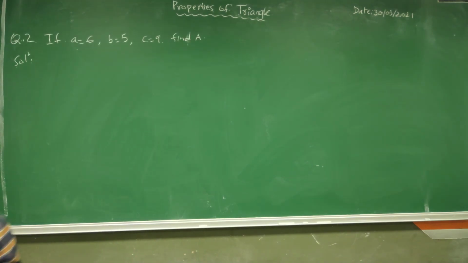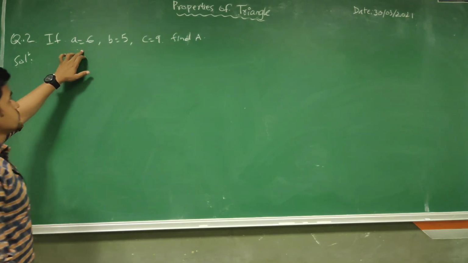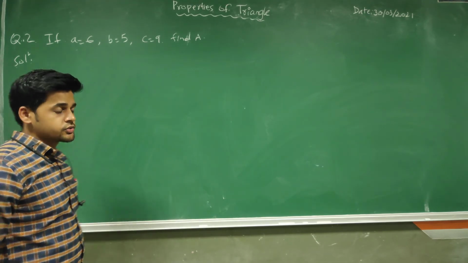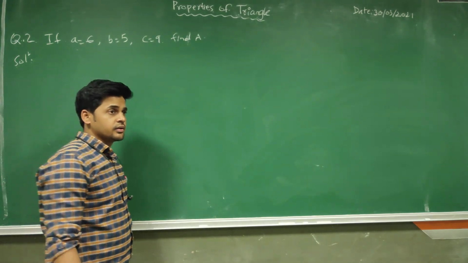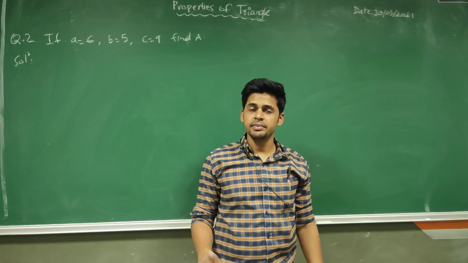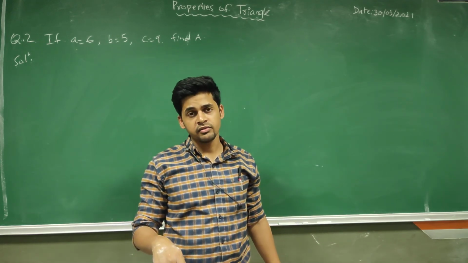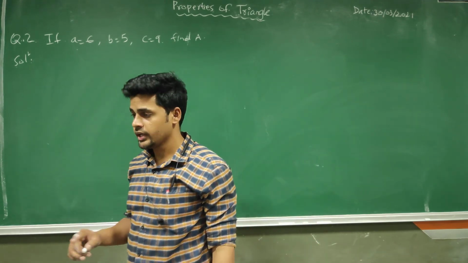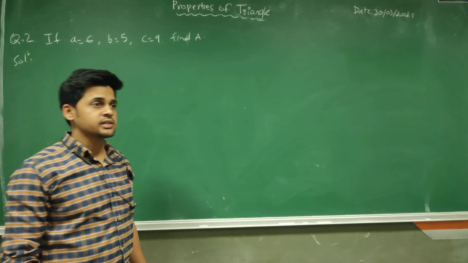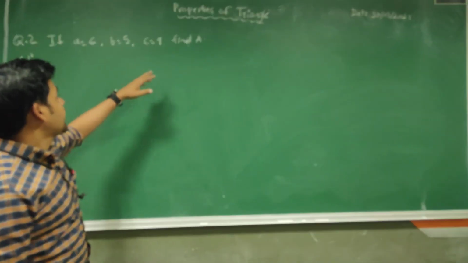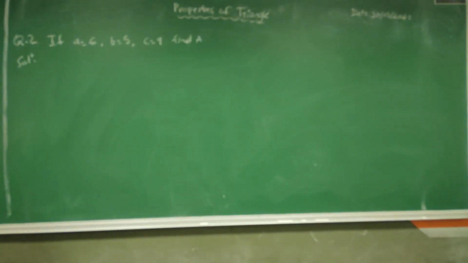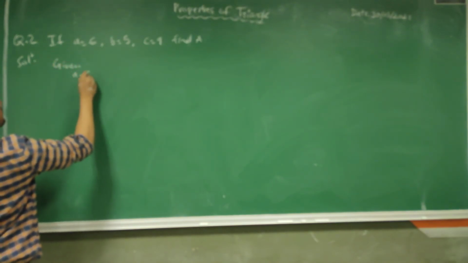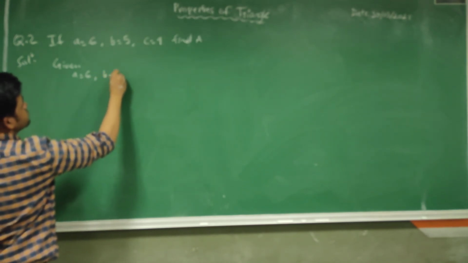So we have the second question, that is if A is equal to 6, B is equal to 5, C is equal to 9, then find A. Here we know one thing, that we can find A, B and C in the cosine formula. We are not able to find A, B and C simultaneously in the sine rule. So if I want to find A, then I can apply the cosine rule.